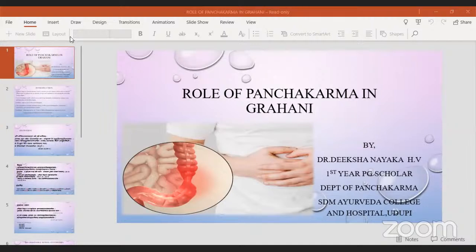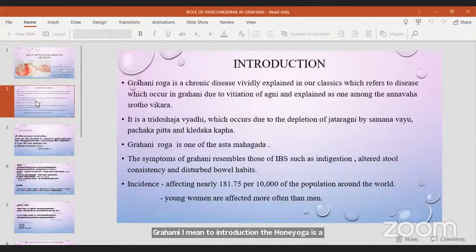Namaste to one and all. My topic of presentation is the role of Panchakarma in Grahani. Coming to the introduction, Grahani Roga is a chronic disease widely explained in our classics, which occurs in the Grahani due to vitiation of Agni and is explained as one among the Annavaha Srotovikara. It is a Tridoshaja Vyadhi which occurs due to depletion of Jataragni by Samana Vayu, Pachaka Pitta and Kledaka Kapha. Grahani Roga is one of the Ashtamahagada.